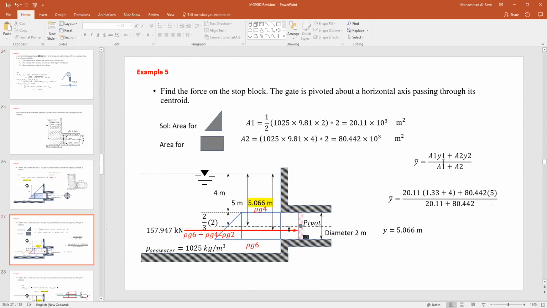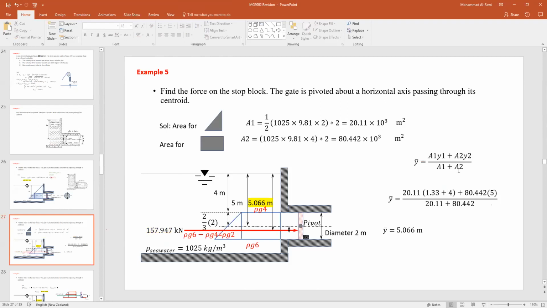So Y1 is actually the distance of the centroid for the triangular shape. Where is that centroid? We know it is 2/3 of the height. The height is 2 meters because of the diameter. 2/3 of it from the top gives you 1.33. That's 2/3 of the 2, plus the 4 meters to go to the surface, because we're taking our reference point at the surface.